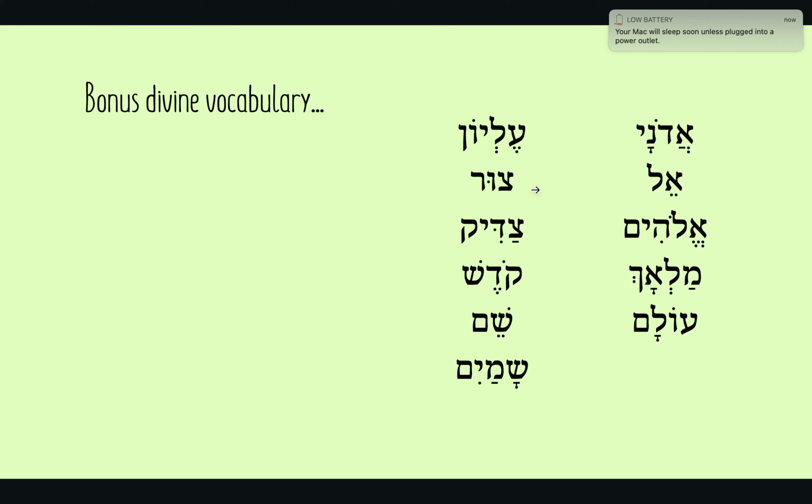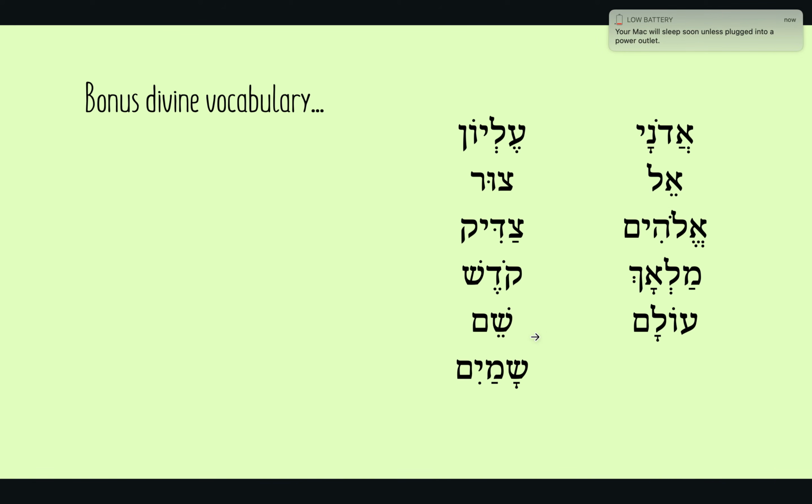Tzur. That's a hard one. Tzur means rock, stone, boulder, a big, strong rock. And it's one of the names of God in the Bible, my rock. Tzuri, my rock. Tzaddik means righteous, or it can refer to a righteous person. Sometimes it's translated as saint as well. Kodesh. Kodesh means holy. Literally, it means separated, set apart. And there's a strong relationship between the idea of separation and distinction and holiness in the Bible.